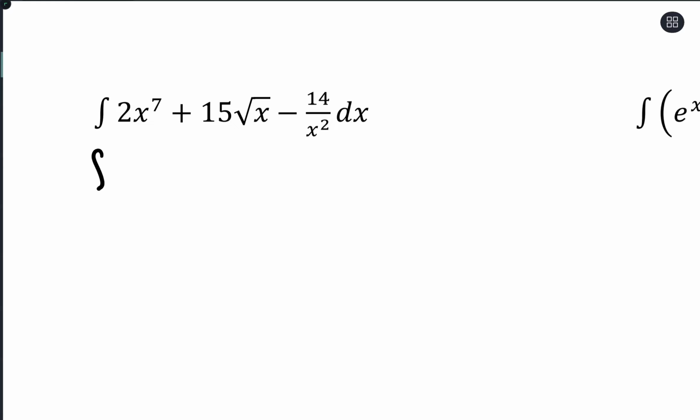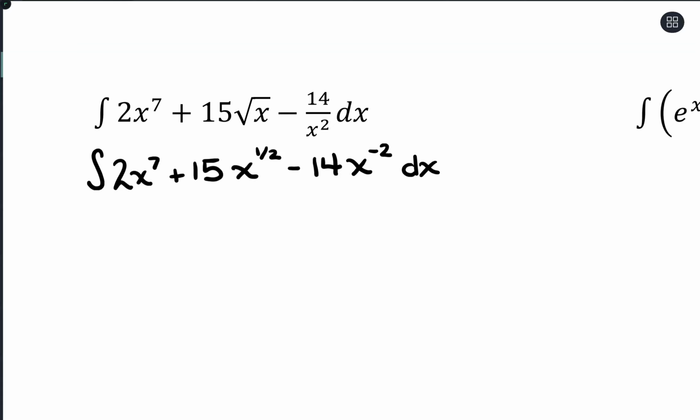So what I'm going to do is rewrite this all with powers. So 15, instead of square root of x, I'm going to write x to the 1/2. Minus, and then instead of dividing by x squared, I'm going to have 14 times x to the negative 2, and then dx. All right, so applying those power rules, the constants that are multiplying, the 2, 15, and negative 14, they just keep multiplying.